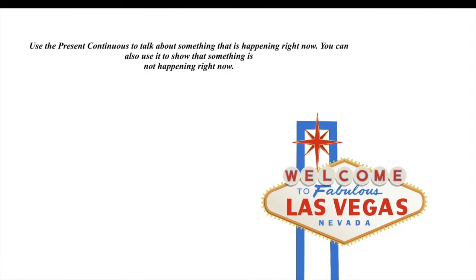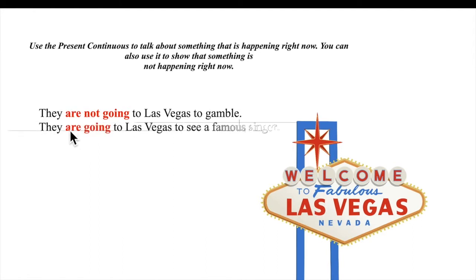Use the present continuous to talk about something that is happening right now. You can also use it to show something is not happening right now. Here are some more examples. They are not going to Las Vegas to gamble. So you could say they are going to Las Vegas to do something else, maybe to watch a show. They are going to Las Vegas to see a famous singer. Sure, when you go to Las Vegas, there are lots of famous singers, Broadway shows, and other things that you can enjoy.